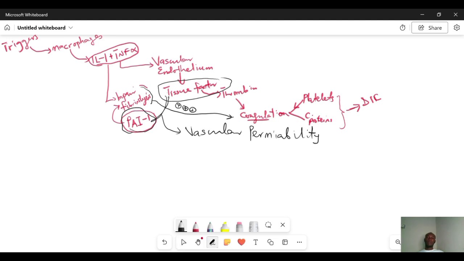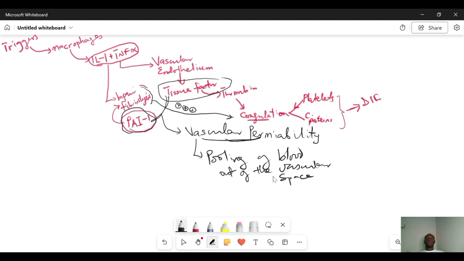So again, what this does, as I just mentioned a few minutes ago, is that it leads to pooling of blood out of the vascular space. So this is where we have pooling of blood out of the vascular space. As blood leaves the vascular space, it goes along with heat, because of the swelling.